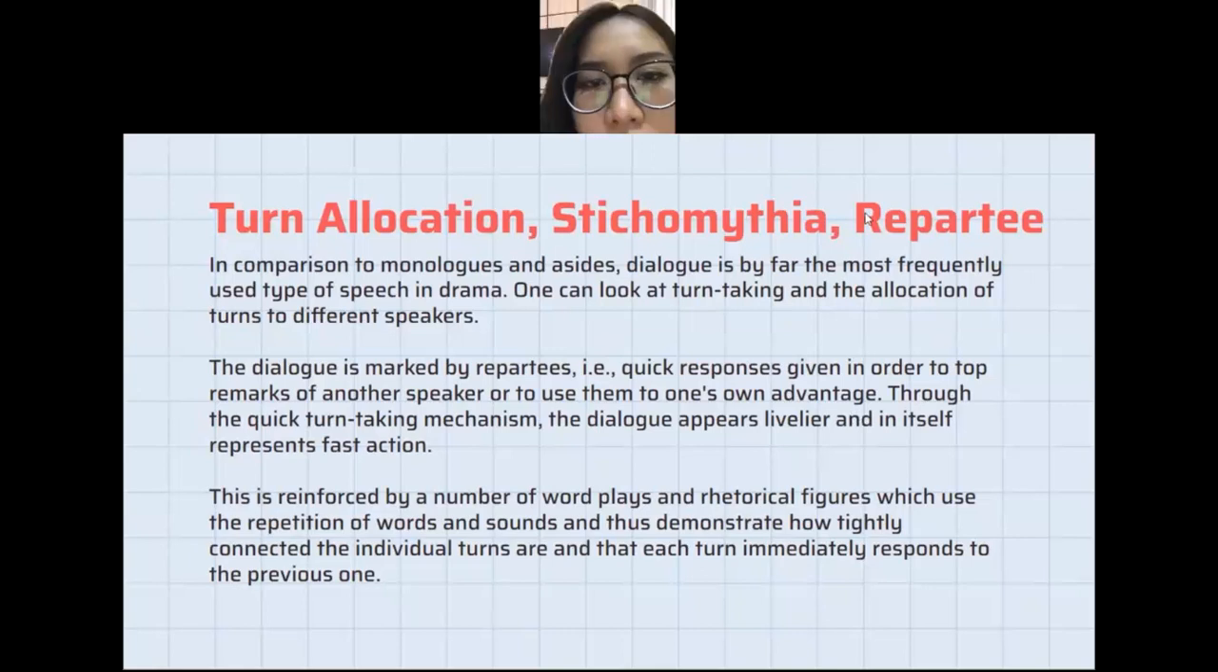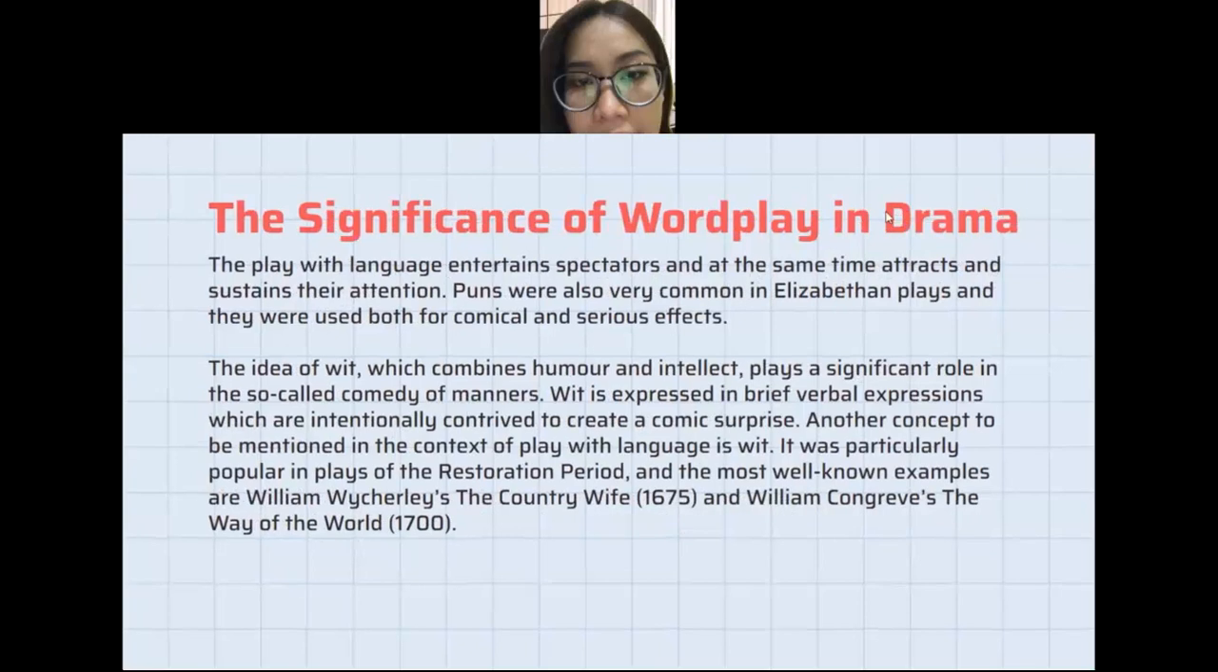This is reinforced by a number of wordplays and rhetorical features which use the repetition of words and sounds and thus demonstrate how tightly connected the individual turns are, and each turn immediately responds to the previous one. Next slide, please.